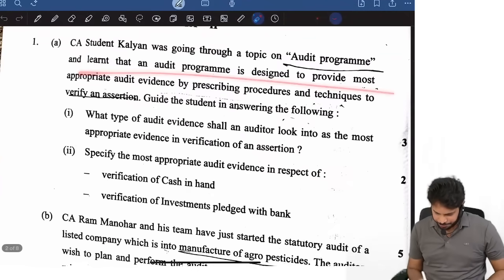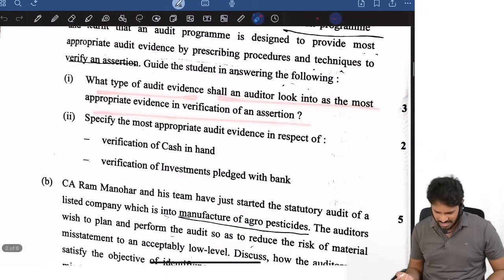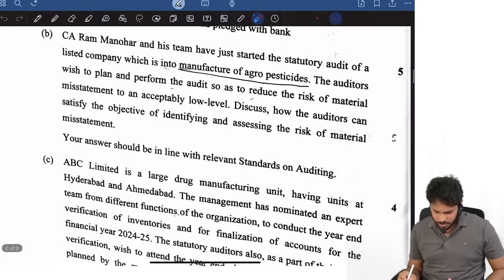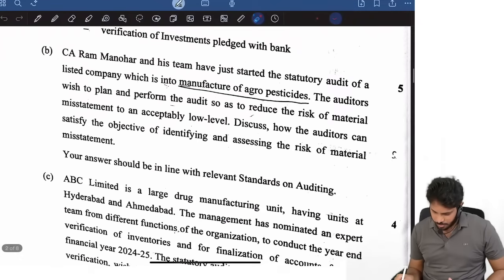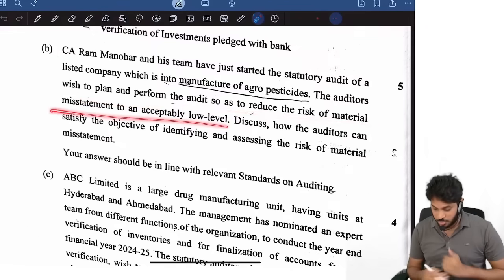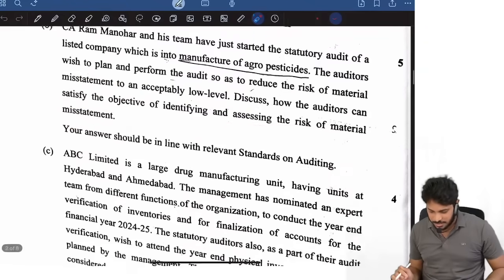Audit program. Okay, guide the student in answering the following. What type of evidence does the auditor look into? I think they are very straight questions. Verification assertion. The auditor wishes to plan and perform the audit so as to reduce the risk of material misstatements to an acceptable level. Discuss how the auditor can satisfy the objective of identifying risk, a risk assessment chapter.